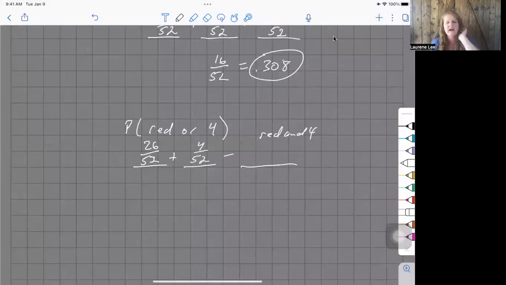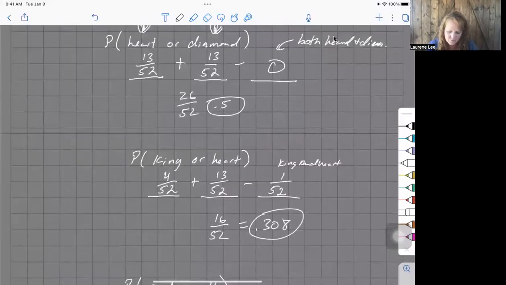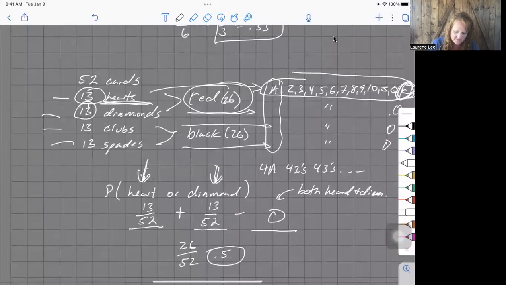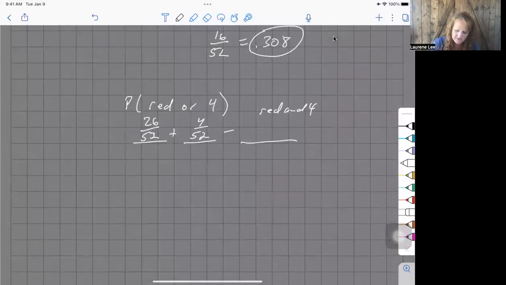And the question is, how many cards are both red and 4s? Well, there's a 4 of every suit. There is a 4 of hearts, a 4 of diamonds, 4 of clubs, and a 4 of spades. So 2 of them are red. So my overlap is going to be 2 out of 52. All right, so if we do that up, we get 28 out of 52, which is 0.538.